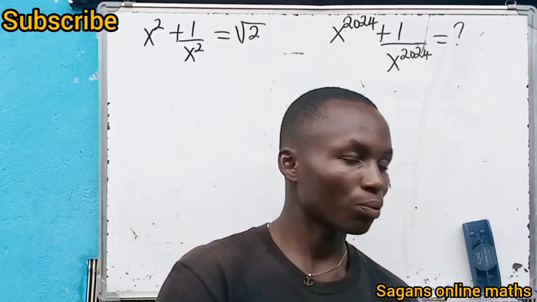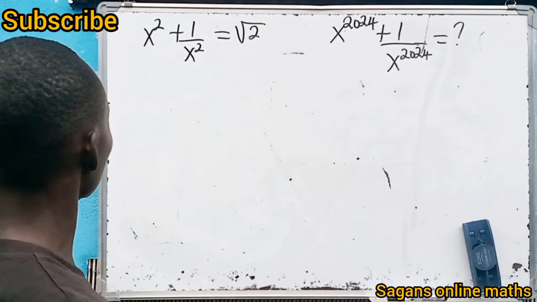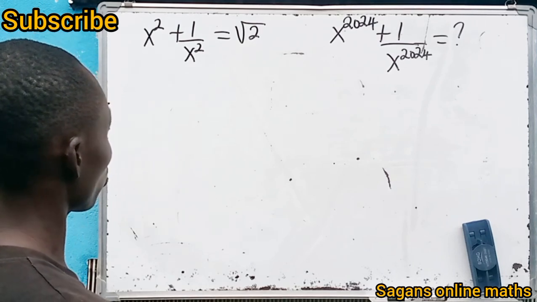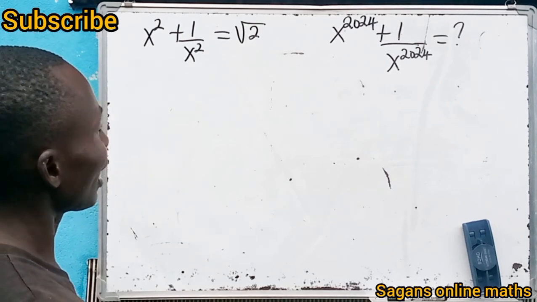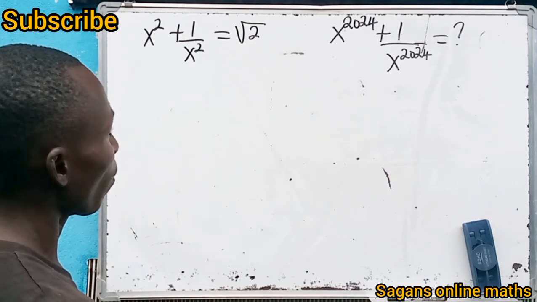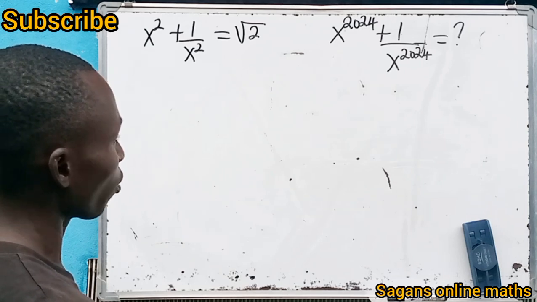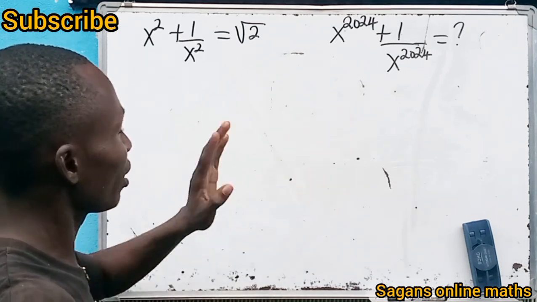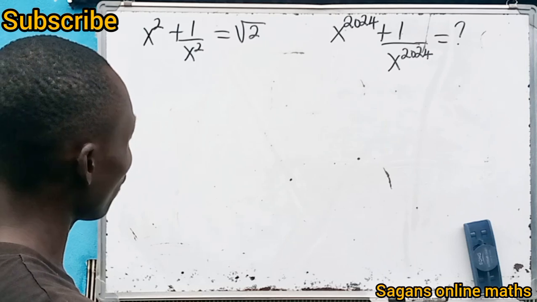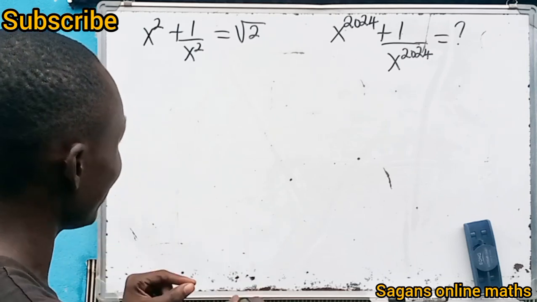Okay, thank you. Now we are given that x squared plus 1 divided by x squared is equal to root 2. We are asked: x to the power 2024 plus 1 divided by x to the power 2024 is equal to what? This problem is very simple, as easy as ABCD.